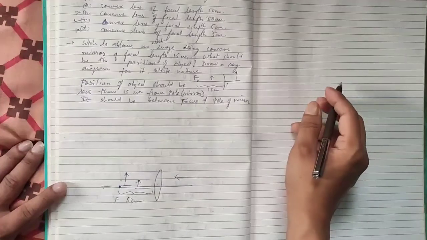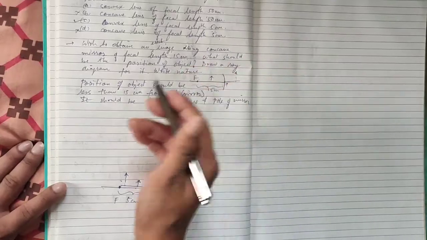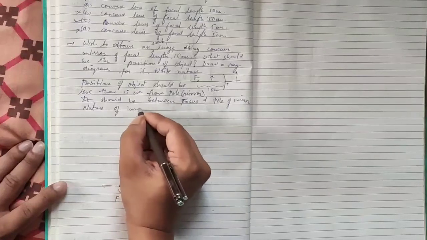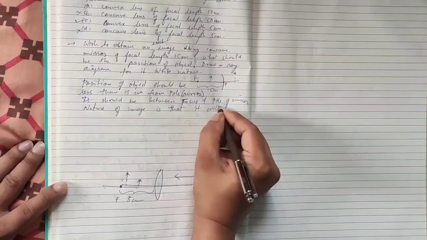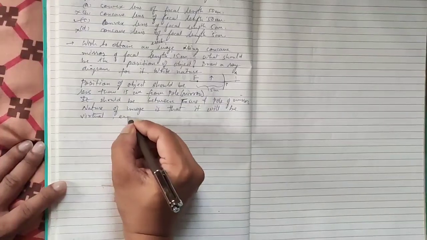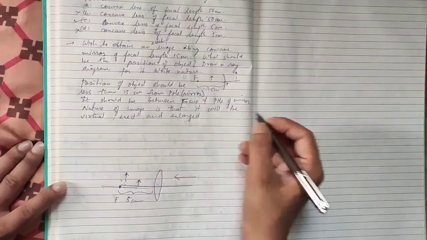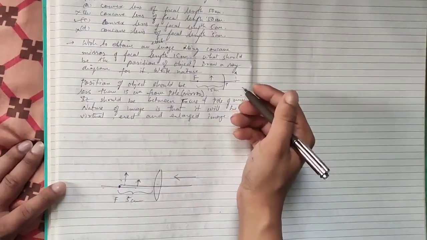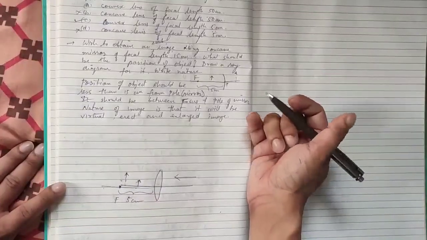Now the next part is, what is the nature of the image? So image is virtual and erect. So nature of image is that it will be virtual, erect and enlarged image. Virtual means it will be only inside the mirror. Okay, you cannot project it on a screen. I hope it is clear to you students.